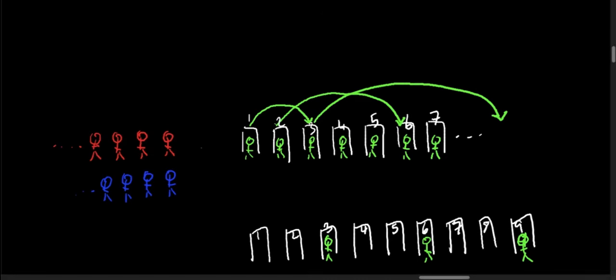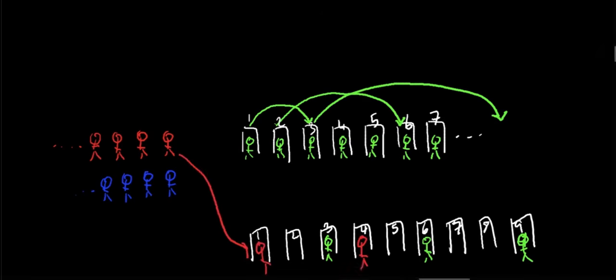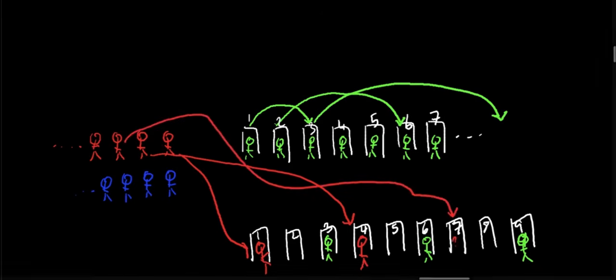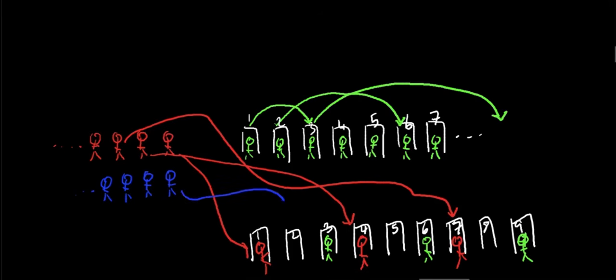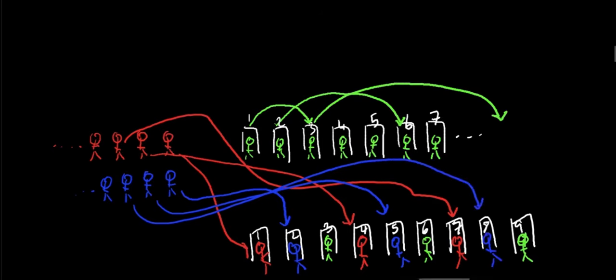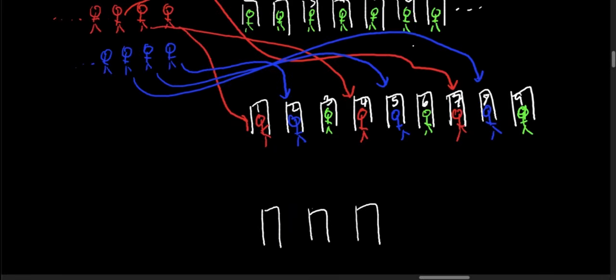Then we ask the first set of new arrivals, these red people, to occupy the rooms whose numbers are 1 more than a multiple of 3. So the first one will occupy room 1, the second one will occupy room 4, the third one will occupy room 7, and so on. Then the second set of new arrivals will occupy rooms whose numbers are 2 more than a multiple of 3. So the first one will occupy room 2, second one will occupy room 5, the third will occupy room 8, and so on.